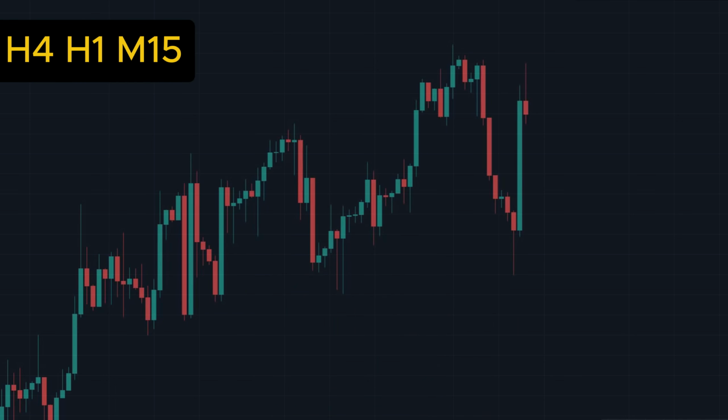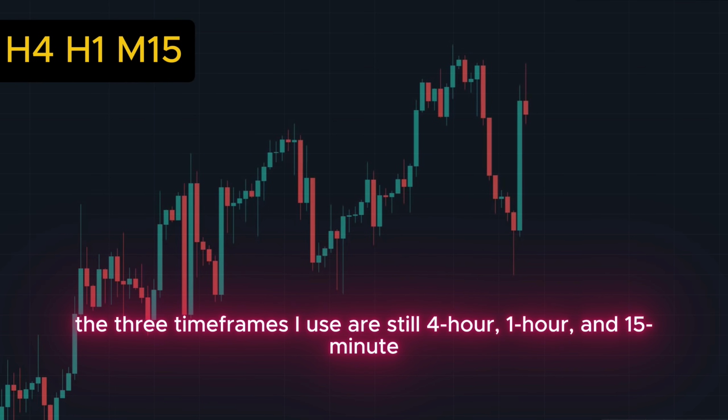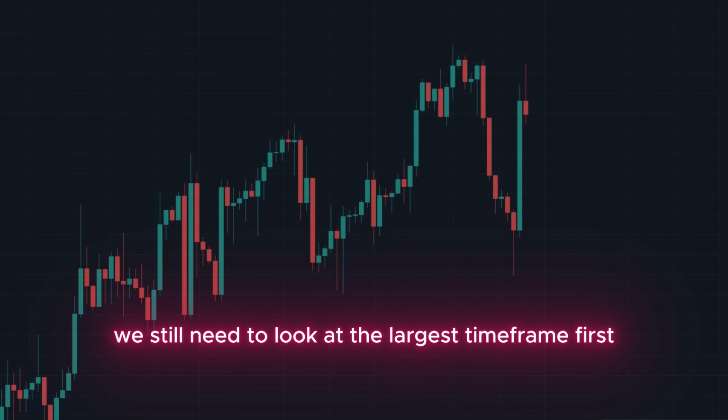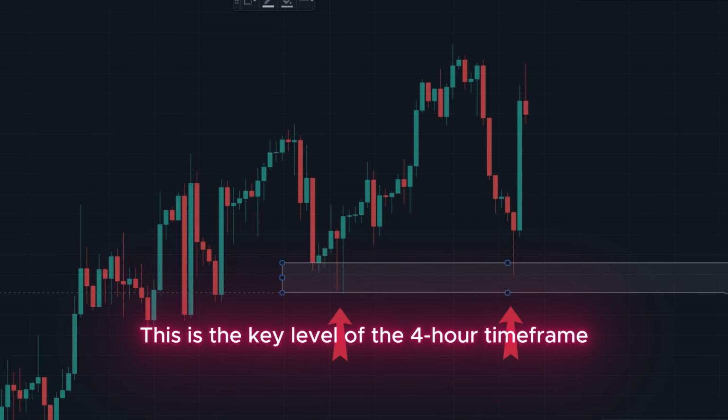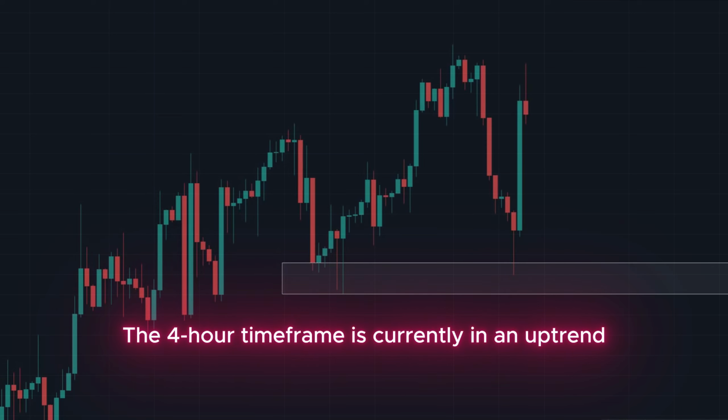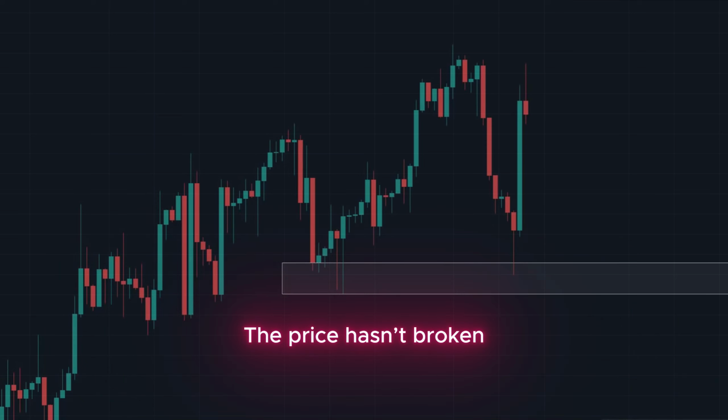As usual, the 3 timeframes I use are still 4 hour, 1 hour, and 15 minute. First, we still need to look at the largest timeframe first, the 4-hour timeframe. This is the key level of the 4-hour timeframe. The 4-hour timeframe is currently in an uptrend. The price hasn't broken through this key level yet, so the trend remains an uptrend.